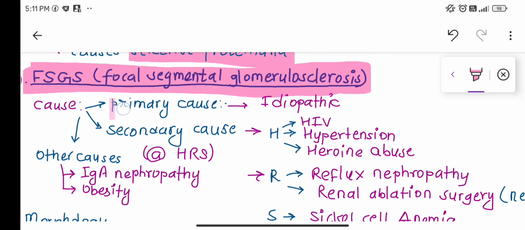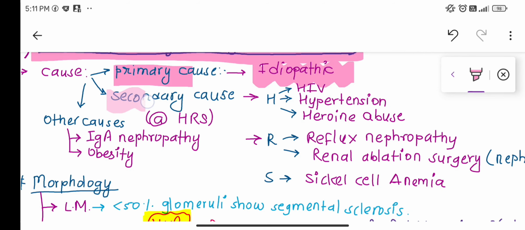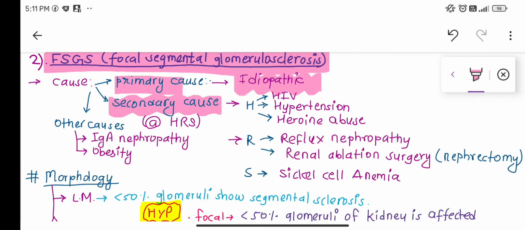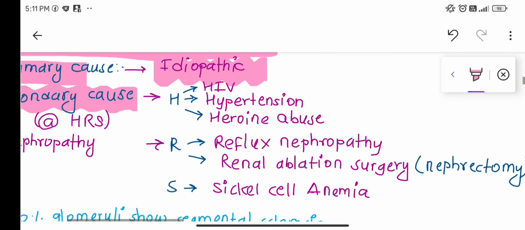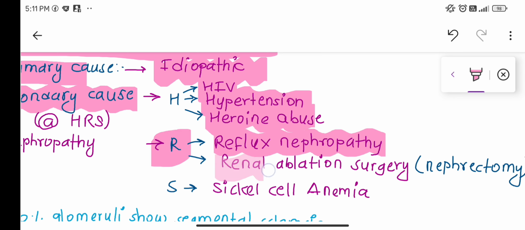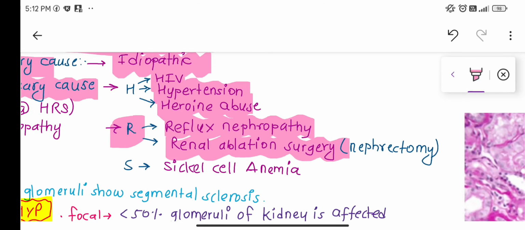Its primary cause is idiopathic, not known. Now what are the secondary causes of this focal segmental glomerulosclerosis? For that we have the mnemonic HRS. H means HIV, hypertension, heroin abuse. R stands for reflux nephropathy and renal ablation surgery, which means removal of the kidney, nephrectomy.